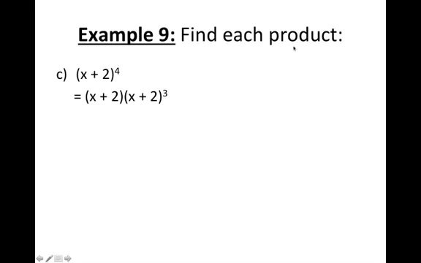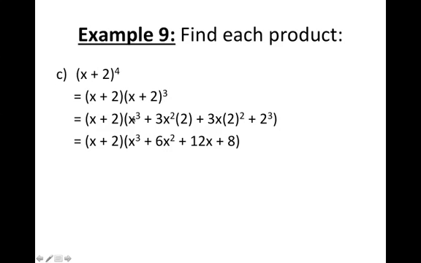Alright, so let's apply that binomial cubed pattern here. So I'm going to write down this x plus 2, and then I'm going to have x cubed plus 3 times x squared times 2 plus 3 times x times 2 squared plus 2 cubed. You're going to have to simplify there a little. So I'm going to have (x plus 2) times (x cubed plus 6x squared, 2 squared is 4 times 3 is 12, so plus 12x plus 2 to the third is 8).